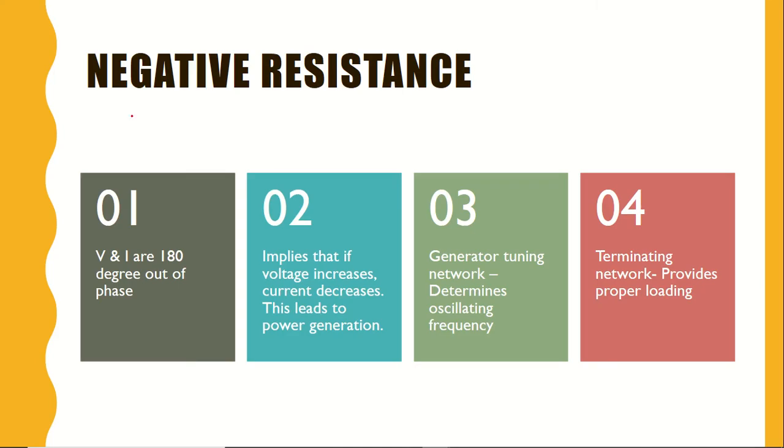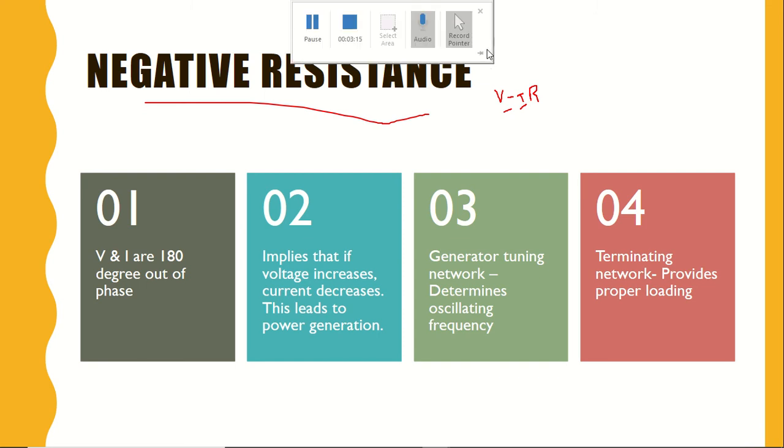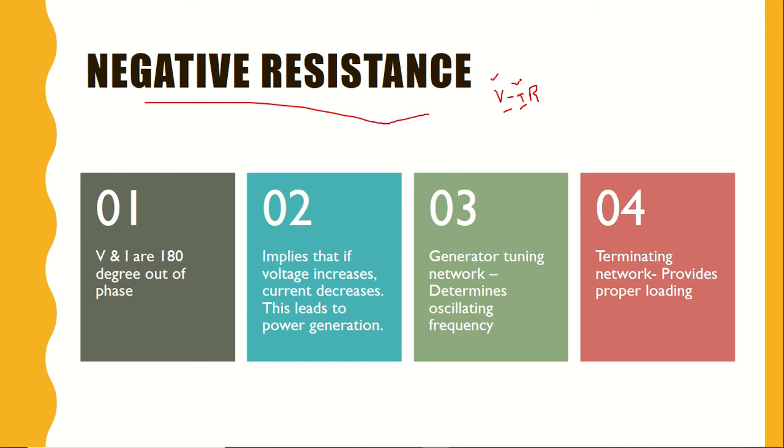Now what is negative resistance? So as per Ohm's law, we know that V is equal to I into R. So this is a direct proportionality and there is no phase difference. But in negative resistance, the voltage and current are 180° out of phase to each other. So 180° out of phase means it denotes inverse proportionality. If I increase one quantity, for example, if I increase voltage, the current will decrease. If I increase current, voltage will decrease.